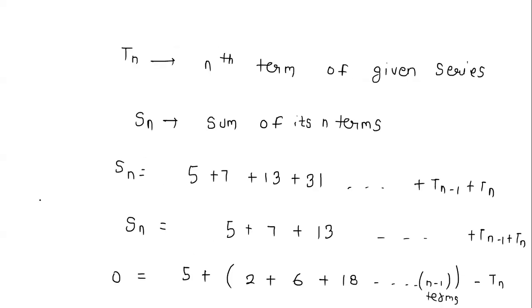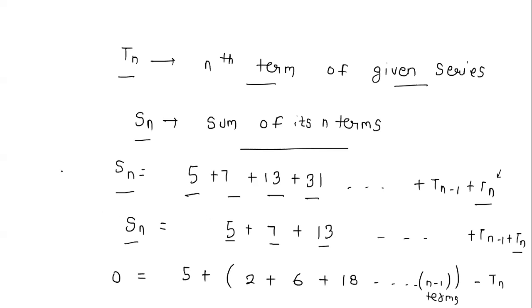So now let's say Tn denotes the nth term of the given series and Sn is the sum of its n terms. Our goal is to find Sn. So we can write Sn as 5 plus 7 plus 13 plus 31, and it goes up to Tn, which is the nth term of the given series. So you can also write this Sn shifted by one place, like 5 plus 7 plus 13 and up to Tn. This is the same, but I just shifted by one place.